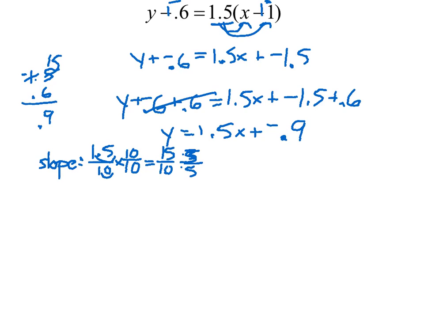So it's easier to know the smallest number that you need to multiply by to make it a whole number, but if decimals are involved, you can always multiply by tens. You might have some simplification to do afterwards. So our slope here is 3 over 2. I'm going to rewrite the equation with a fractional slope. So instead of 1.5x, I'm going to put what? 3 halves x plus negative 0.9.